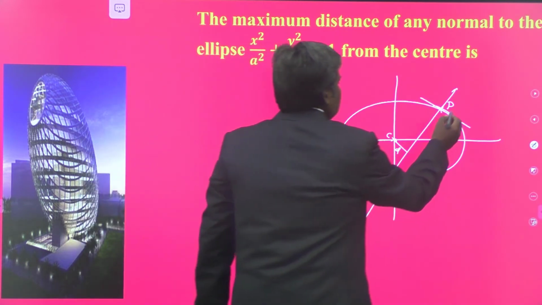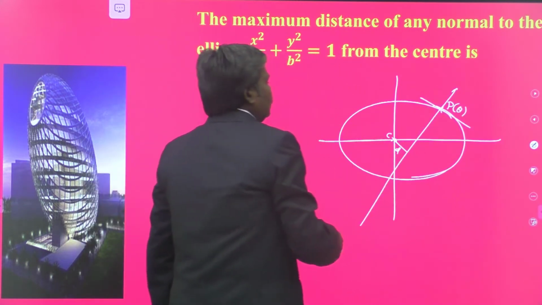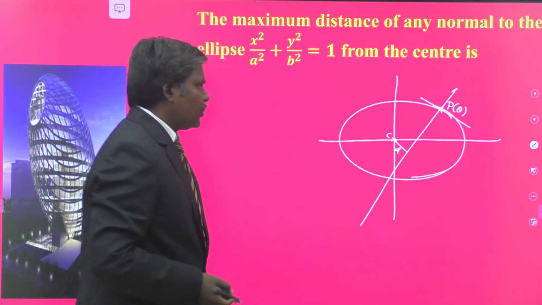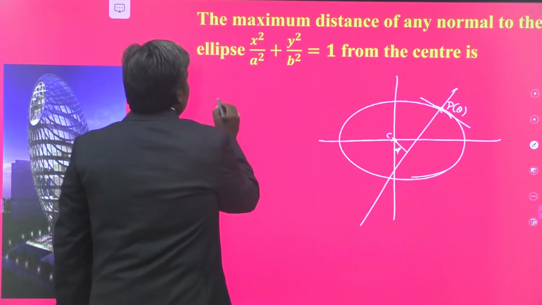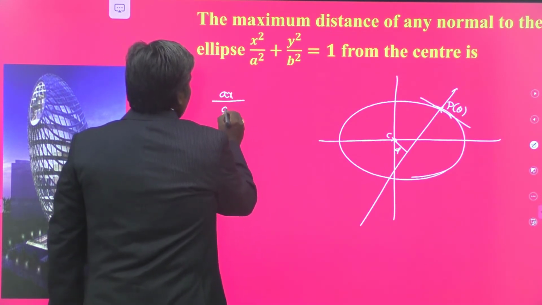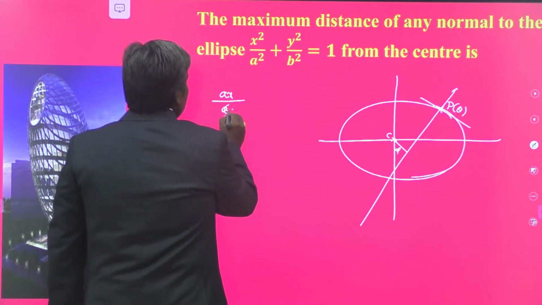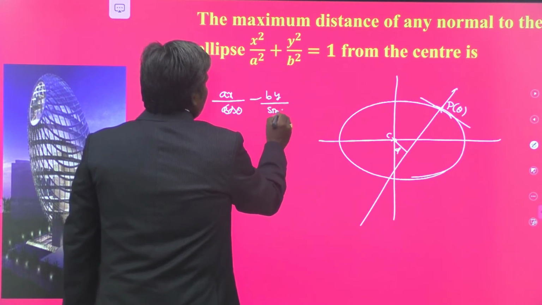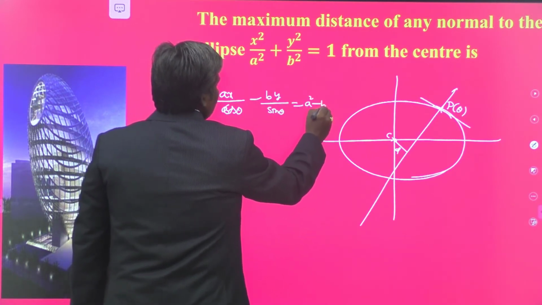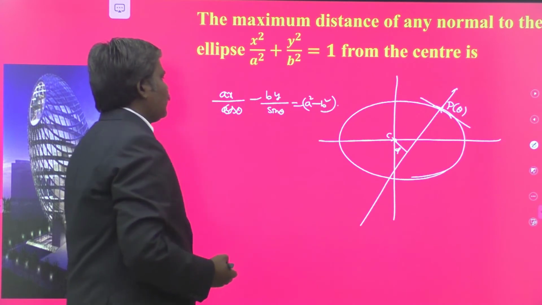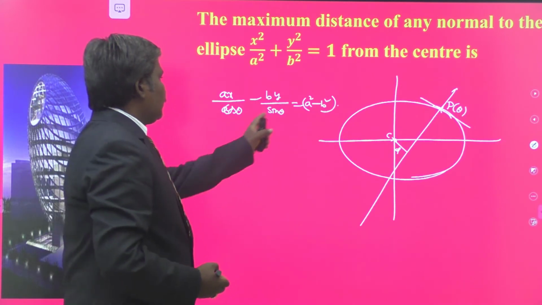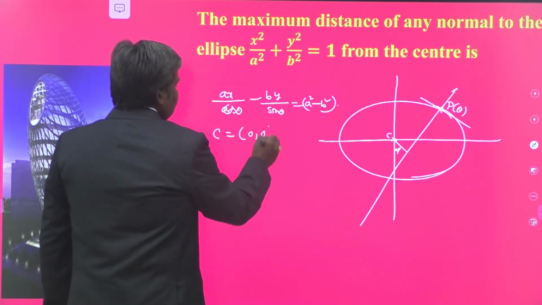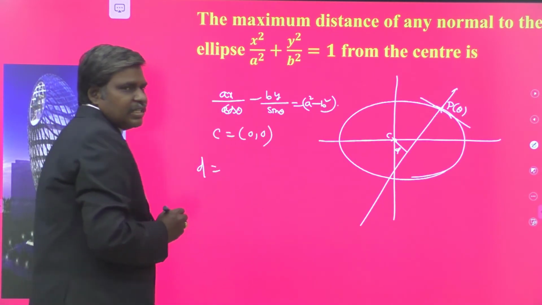So, suppose for the normal at P of theta, the perpendicular distance from the center to that normal is maximum, say. What is the equation of the normal at P of theta? All of you know that. Well familiar formula: ax by cos theta minus by by sin theta is equal to a square minus b square. This is the equation of the normal at P of theta to the ellipse. So what is the center of the ellipse? 0, 0. Can you find the perpendicular distance or not?